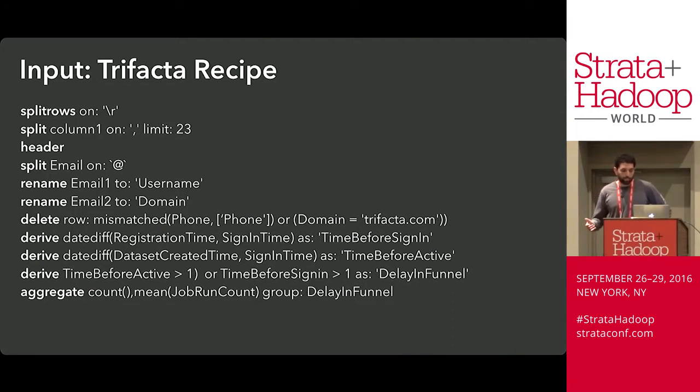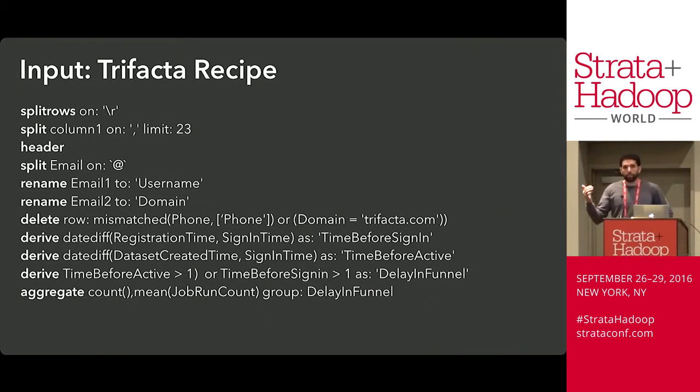Then we're going to delete some of the rows that don't have valid phone numbers, or if we have a lot of users at Trifacta logging in, maybe we want to delete them so they don't affect our analysis. And then we're going to derive the actual metrics I talked about: how long before someone signs in, how long before they're active, and then we'll flag them if we believe there's some delay in the funnel. And then finally, we'll aggregate that data up to produce a report.